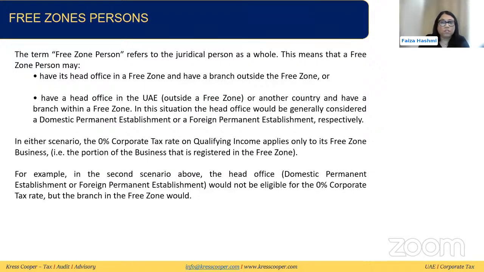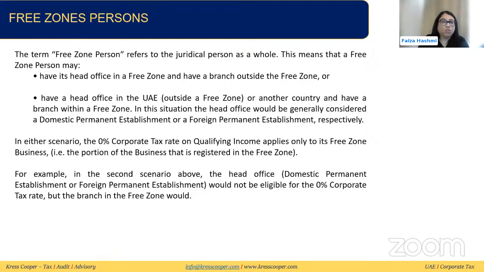So for a free zone person, there can be two ways. One, you can be registered yourself inside a free zone and be the head office in the free zone, and then you have branches outside of the free zone. Or you might have a head office outside of the free zone, maybe inside UAE or in some other country, and then you might have branches inside the free zone. In this case, if your head office is in UAE, it will be called a domestic permanent establishment. If your head office is in some other country outside of UAE, it will be called a foreign permanent establishment.